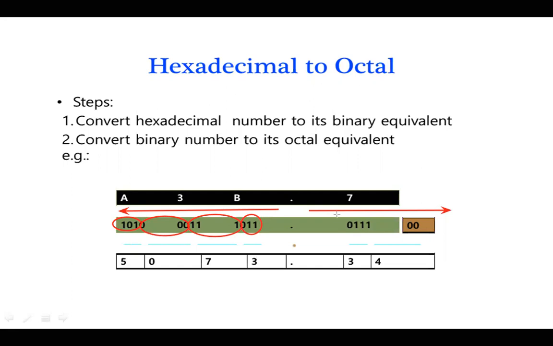Again here we have to group 3 at a time. So this is 3, only 1 is left, so I have used 2 more zeros. So 0, 1, 1 is 3, 1, 0, 0 is 4. This is how we are going to convert hexadecimal to octal.